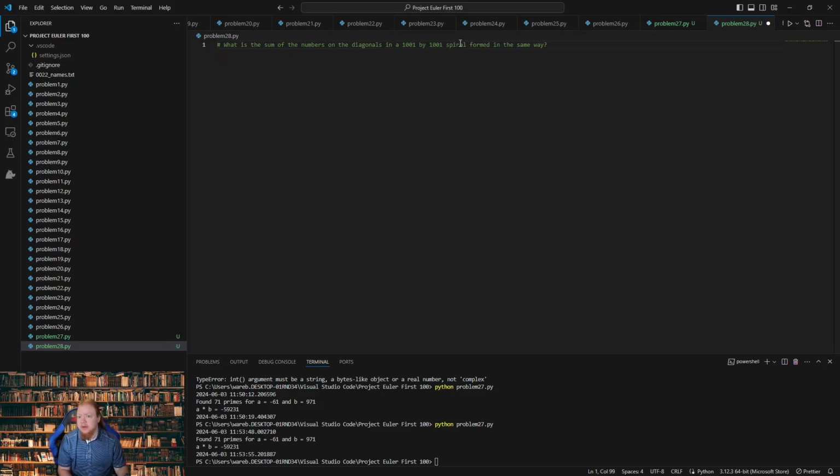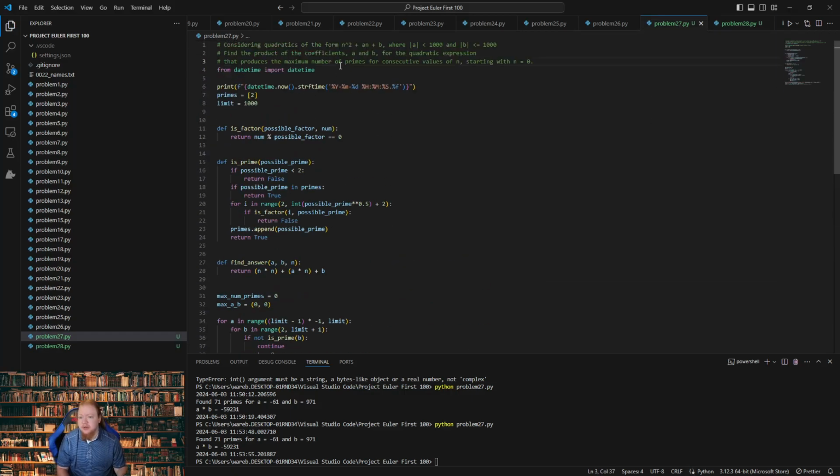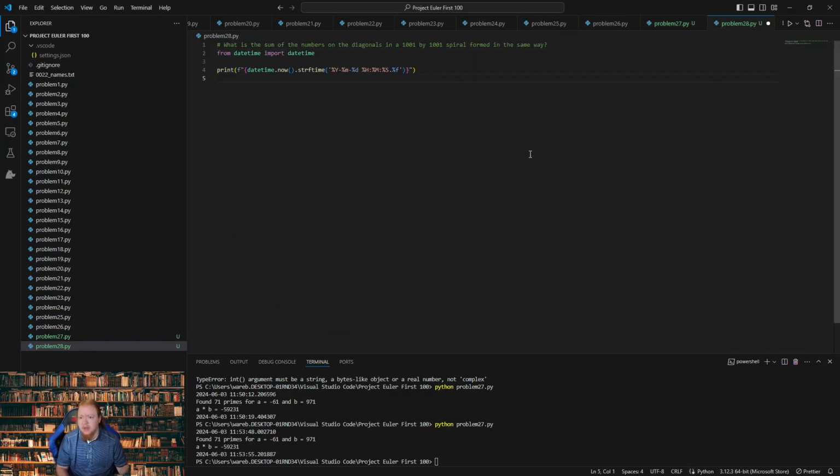Oops, 1001. Okay, so as usual, we start with our boilerplate stuff that I like to have because it makes life easier. We're going to create a limit variable once more, and then let's see. So our starting, or let's just call it value, equals 1001 squared. And then what we're going to do is sum equals value for right now. And then later we're just going to print that sum.